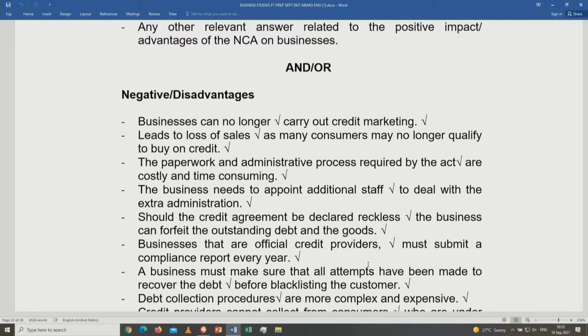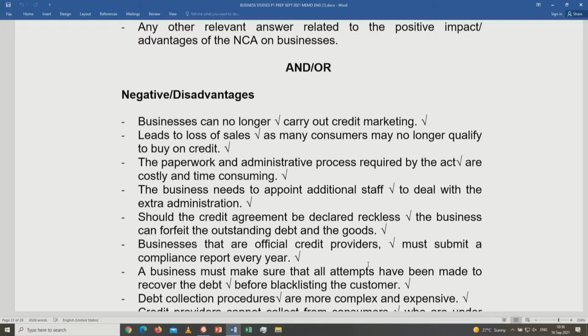The paperwork and administrative process required by the Act, 1 mark, are costly and time-consuming, another mark. The business needs to appoint additional staff, 1 mark, to deal with the extra administration, another mark. The business should, in fact, should the credit agreement be declared reckless, 1 mark, the business can forfeit the outstanding debt and the goods.